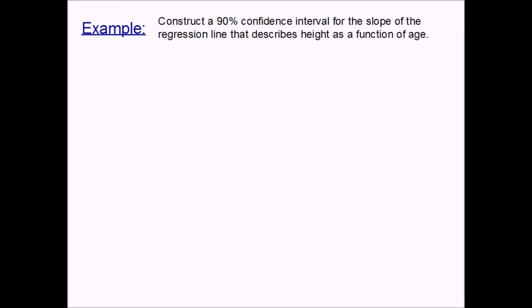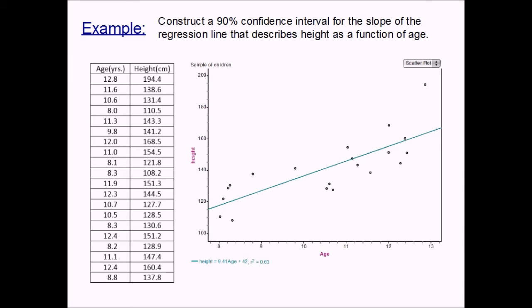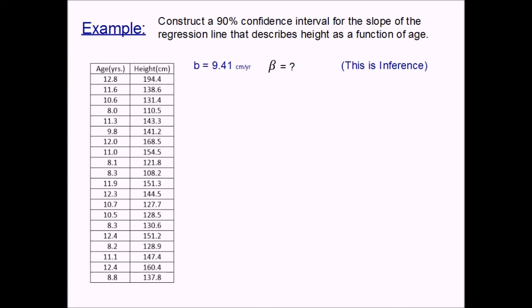So let's talk about an example. What we're going to do is construct a 90% confidence interval for the slope of the regression line that describes height as a function of age. Here's our data of height and age. And there's our scatter plot. You'll notice that 9.41 is our sample slope, centimeters per year of growth. But really what we want is what's the true regression slope? What's the true amount of height per year that we can expect from children? This, of course, means inference.